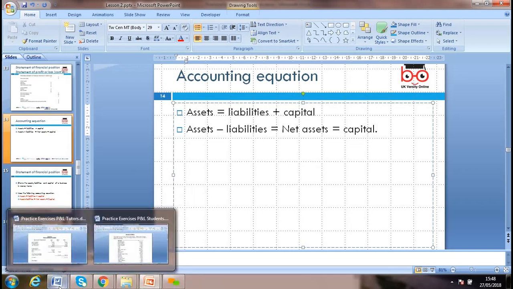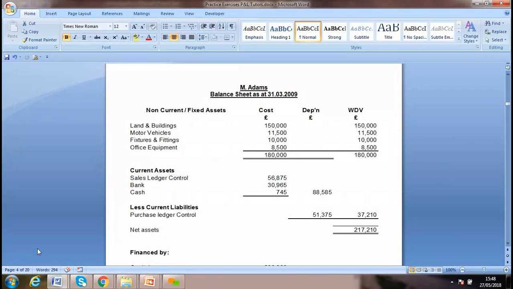Daniel, any question? So next we are preparing the balance sheet. First we put the non-current assets. All these are non-current assets: land, building, machinery. We can use them for many years. The cost means the price we bought it at.